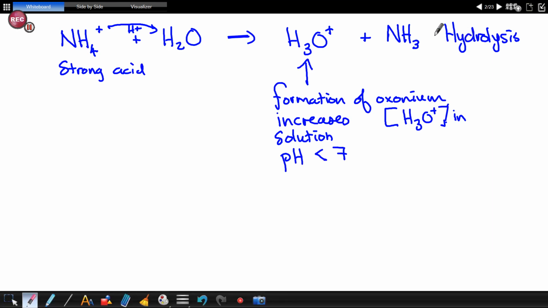We have met up with more than one type of hydrolysis reaction. In organic chemistry, we've got hydrolysis, and in acids and bases, we've got hydrolysis. The previous reaction is not a hydrolysis. No, the previous reaction was a neutralization reaction.